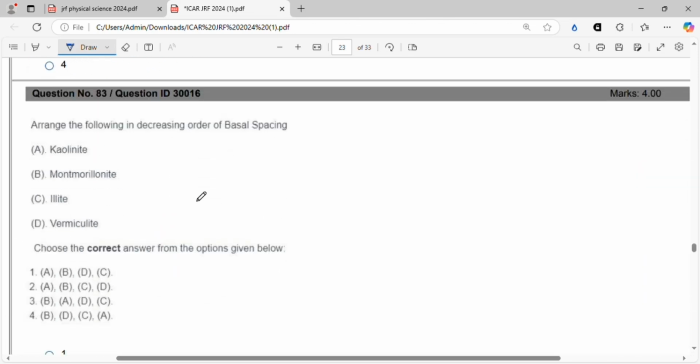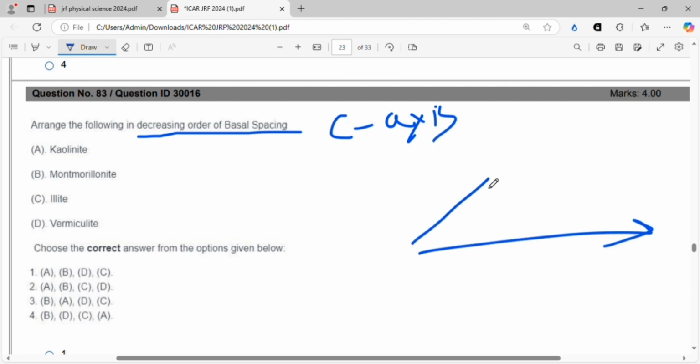All right. Moving on to the next question. Arrange the following in decreasing order of basal spacing. Basal spacing is nothing but the c-axis spacing. What is the c-axis? If there are 3 dimensions, then there is A. Say this is A, this is B, and this is C. This is the c-axis spacing.